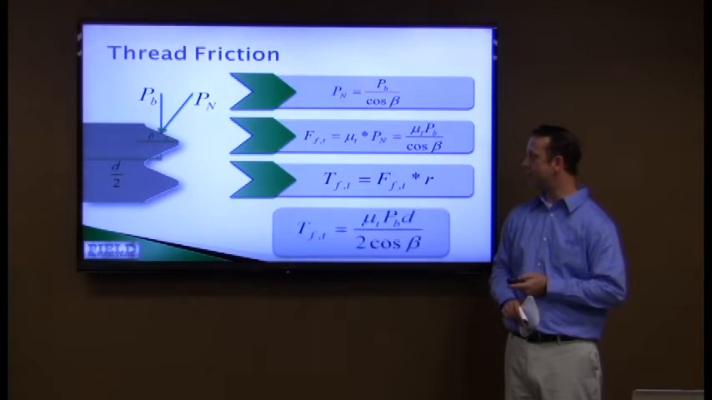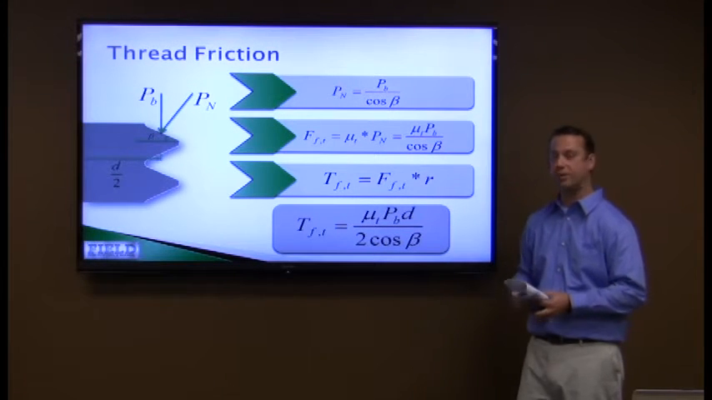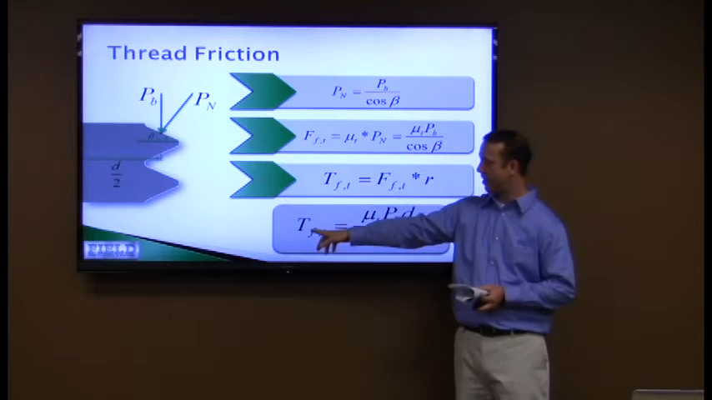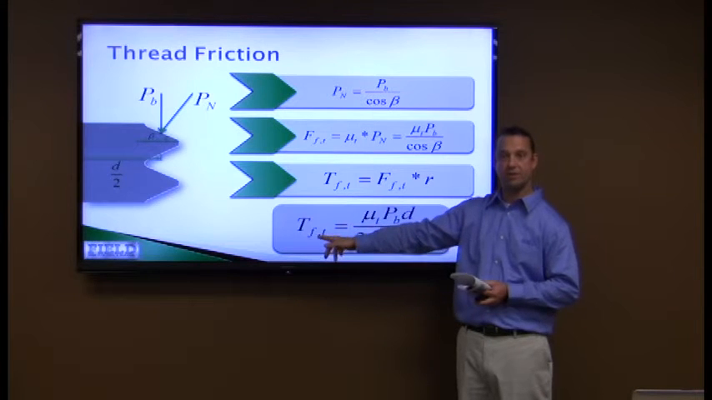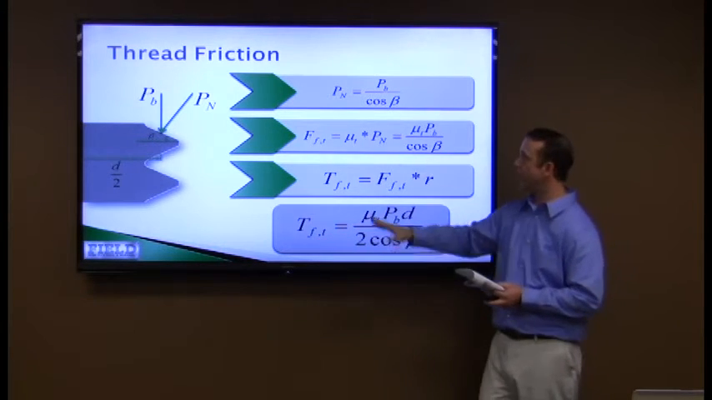So we're going to figure how much torque is necessary to overcome thread friction. That's what you see out here. Again, you've got T sub Ft, the torque required to overcome the friction in the threads. That's what this means right here. That's what we're looking to do right here.